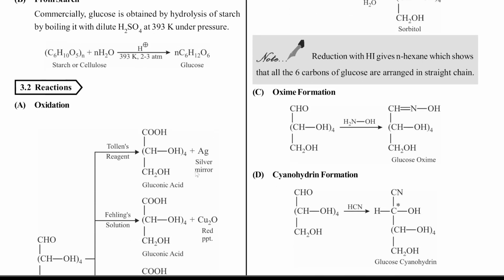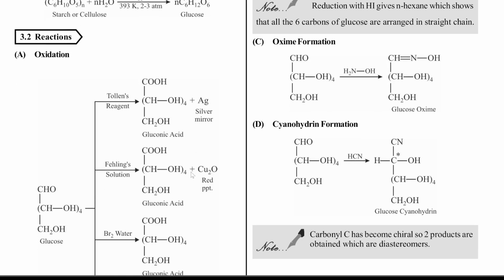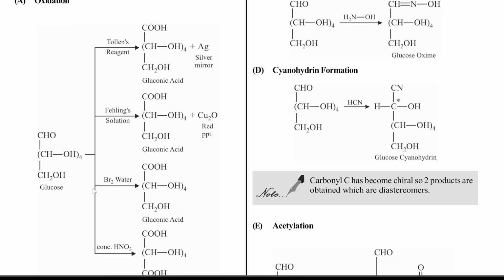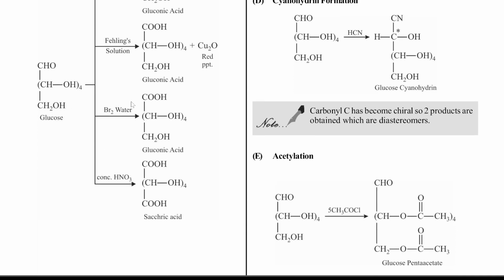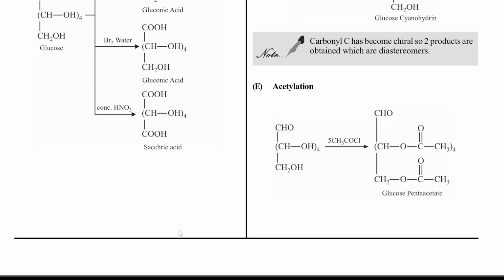Now, some common glucose reactions are given here. First is the oxidation of glucose. It can be done using Tollens reagent, where the aldehyde is oxidized into carboxylic acid. It can be done by Fehling solution, which gives you the same product. These are both known as gluconic acids. In the presence of bromine water, it also gets oxidized to gluconic acid. And in the presence of concentrated nitric acid, both the aldehyde and the alcoholic group get oxidized, which forms saccharic acid.